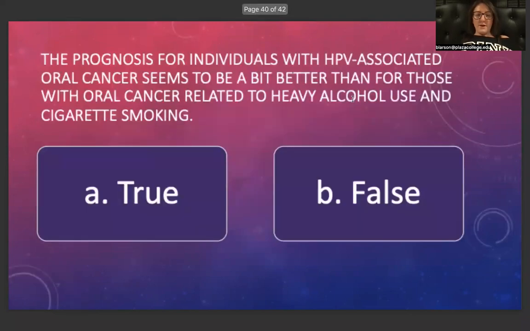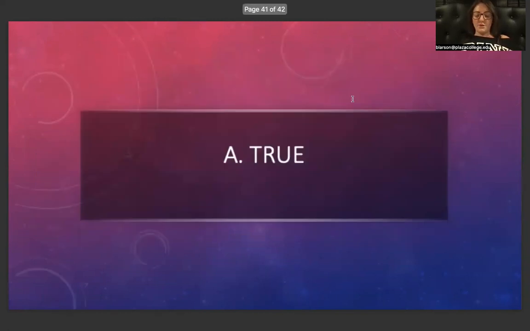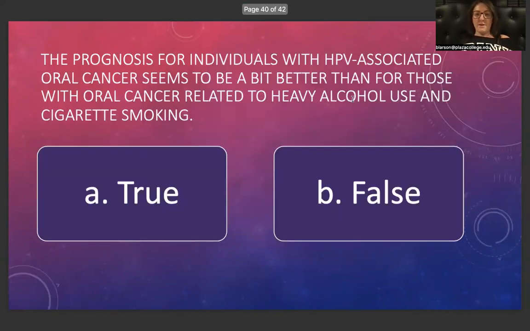The prognosis for individuals with HPV associated with oral cancer seems to be a bit better than for those with oral cancer related to heavy alcohol and cigarette smoke. A, true, B, false. The answer to this is true. As we said, the HPV and heavy alcohol and cigarette smoke all cause oral cancer.